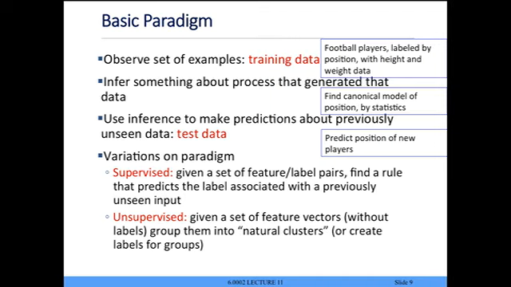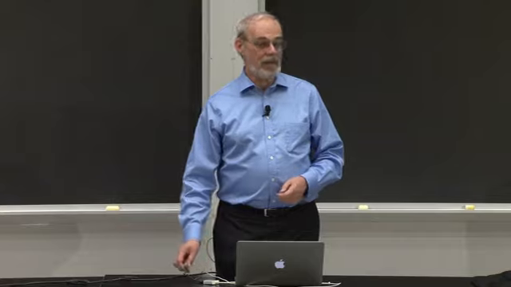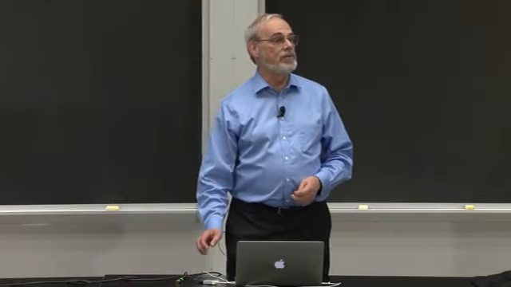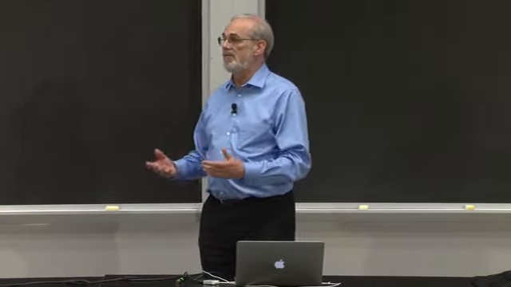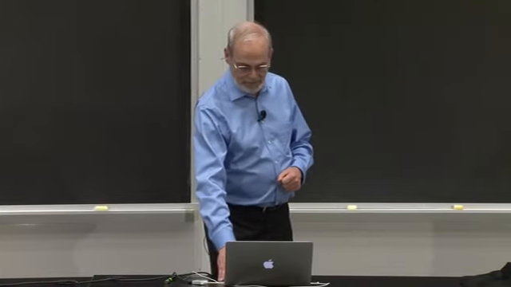Second kind, if this is supervised, the obvious other one is called unsupervised. In that case, I'm just going to give you a bunch of examples, but I don't know the labels associated with them. I'm going to just try and find the natural ways to group those examples together into different models. In some cases, I may know how many models there are. In some cases, I may want to just say, what's the best grouping I can find?